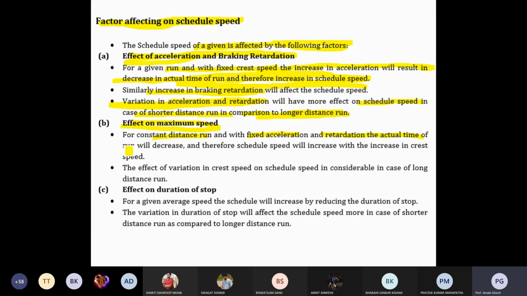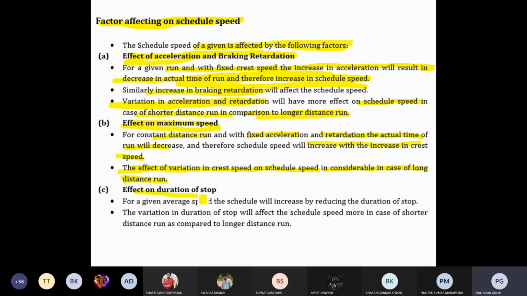Effect of the duration of the stop. For a given average speed, the schedule speed will increase by reducing the duration of the stop. The variation in duration of stop will affect the schedule speed more in the case of a shorter distance run compared to a longer distance run. So that portion is important for the effect of the duration of the stop.